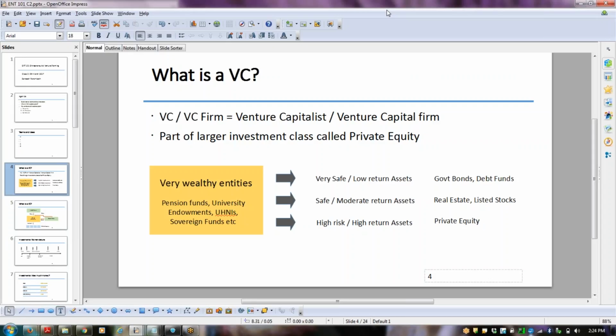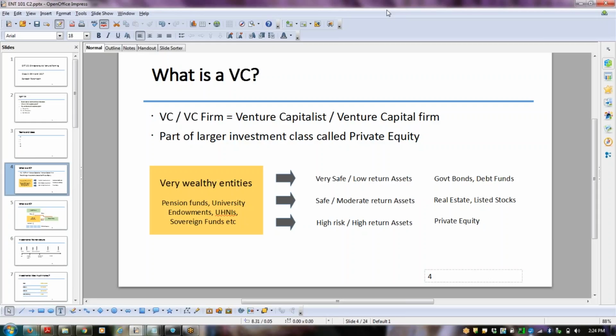It's part of a bigger ecosystem called private equity. Now, to understand who VCs are or what venture capitalists are, you need to take a step back and understand the investors ecosystem, who all are eligible to be called investors. Now, investors are typically wealthy entities or individuals. It can be individuals or it can also be entities like a company, a pension fund, university endowments, ultra high net worth individuals, HNIs or UHNIs, sovereign funds. So these are the different kinds of wealthy entities.